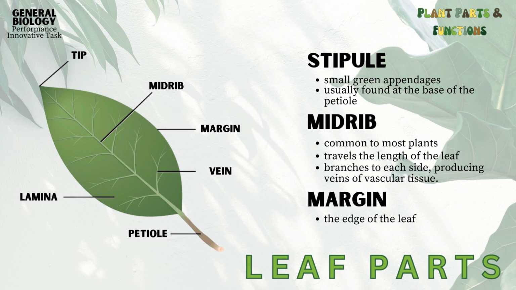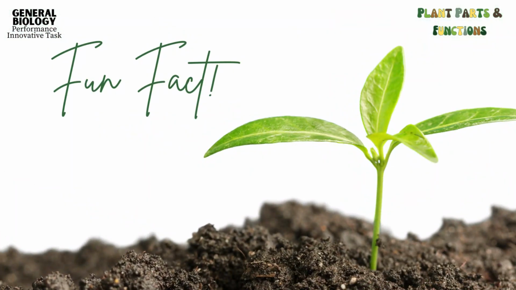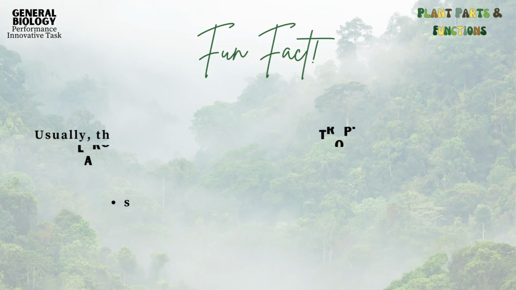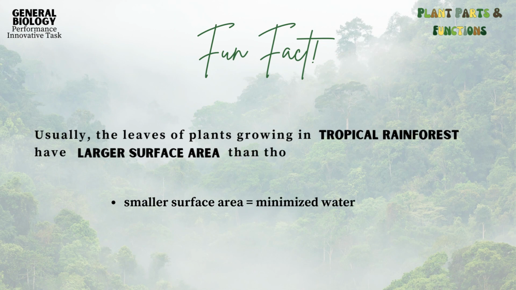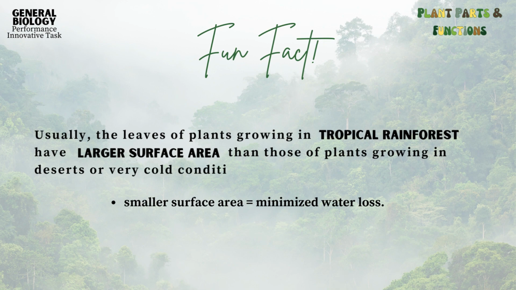Most leaves have a midrib, which travels the length of the leaf and branches to each side to produce veins of vascular tissue. The edge of the leaf is called the margin. Fun fact: usually the leaves of plants growing in tropical rainforests have larger surface areas than those of plants growing in deserts or very cold conditions, which are likely to have a smaller surface area to minimize water loss.